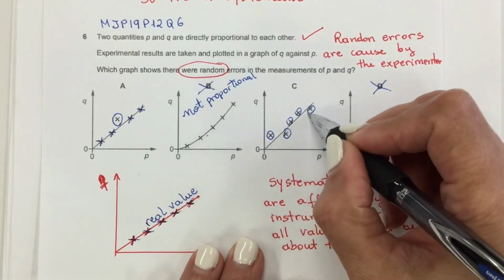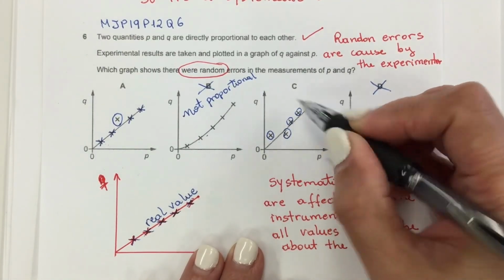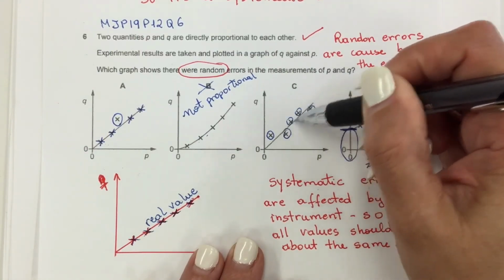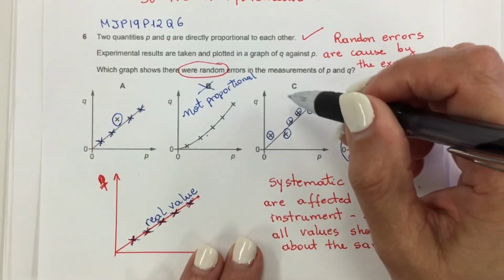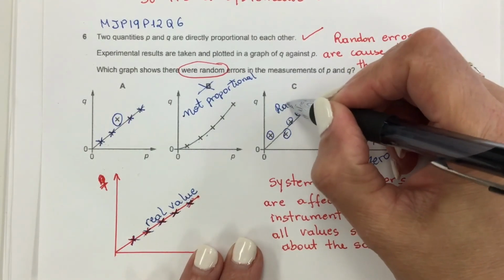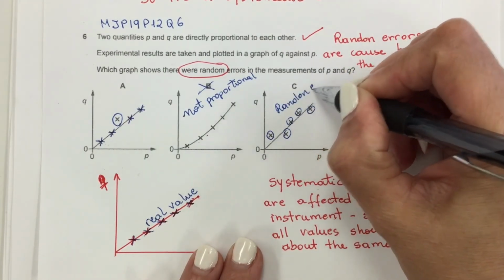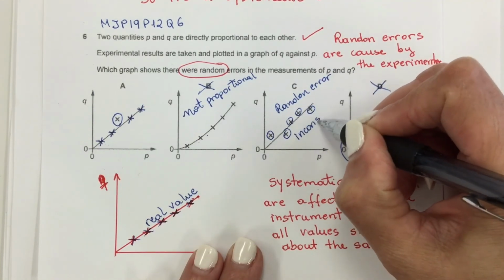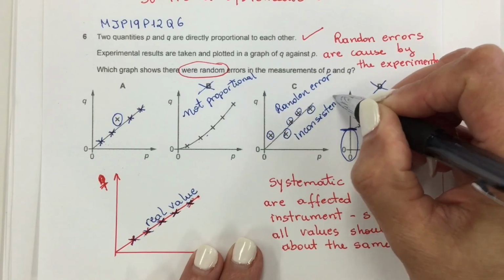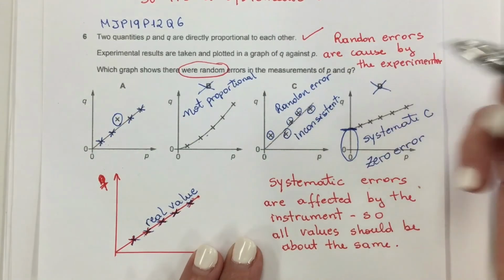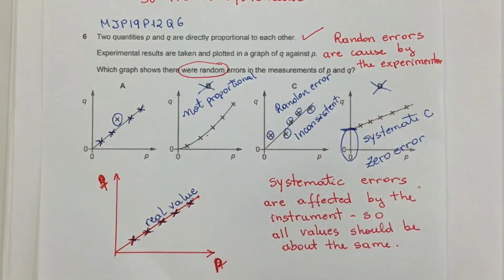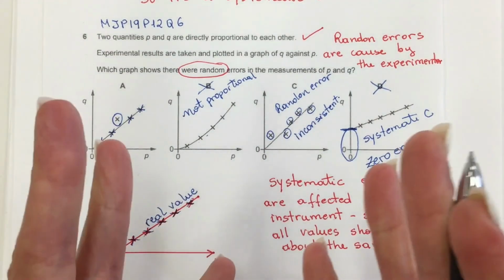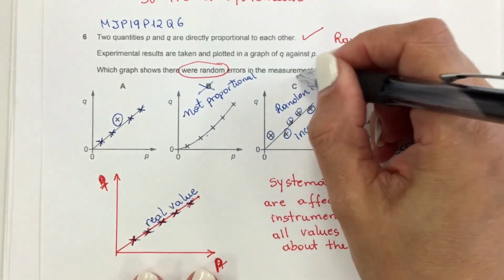That's why this line is probably the line of best fit. So you have values above and below around this line. This is a sign of random error, which is more inconsistent, caused by the experimenter's mistakes. So the answer is C.